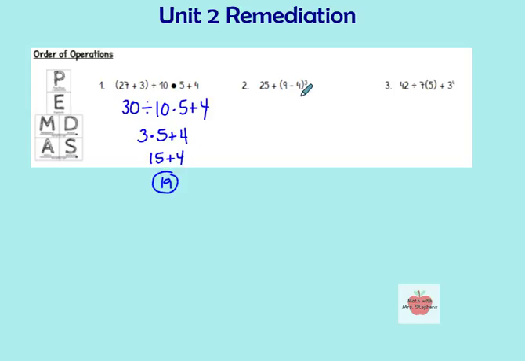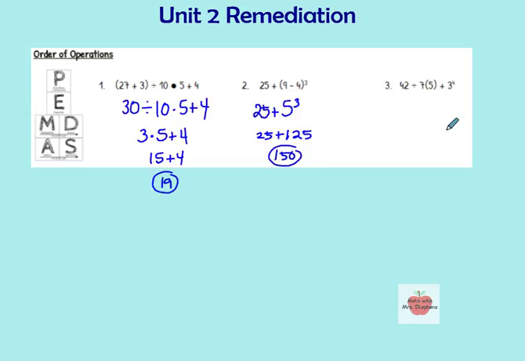Number 2, in the parentheses, 9 minus 4 is 5. Next, we would do the exponent. 5 cubed is 5 times 5 times 5, which is 125. And 25 plus 125 is 150.